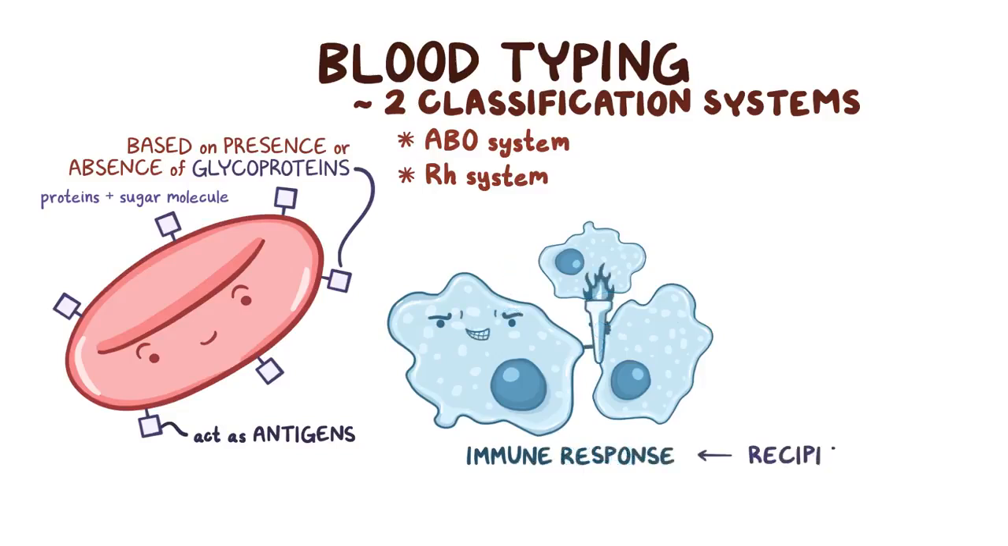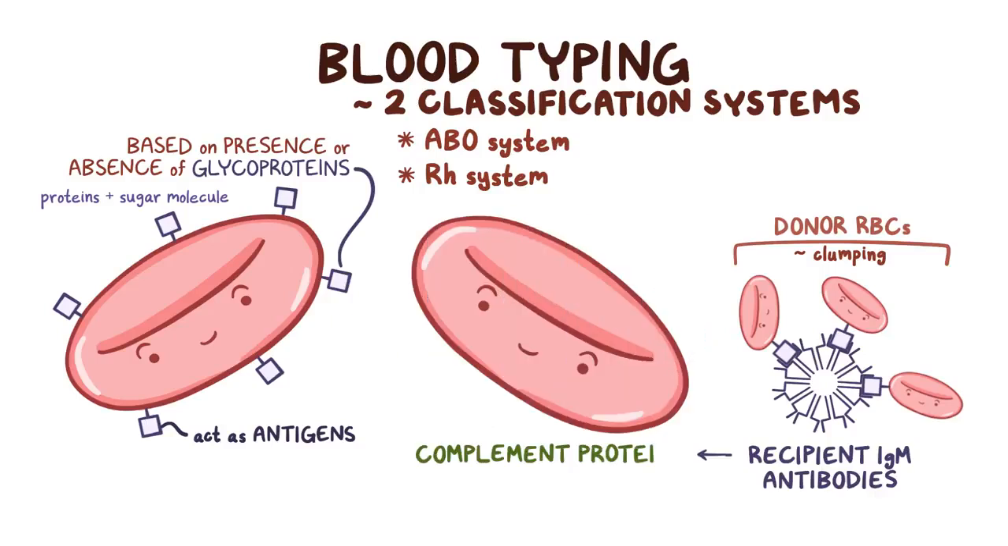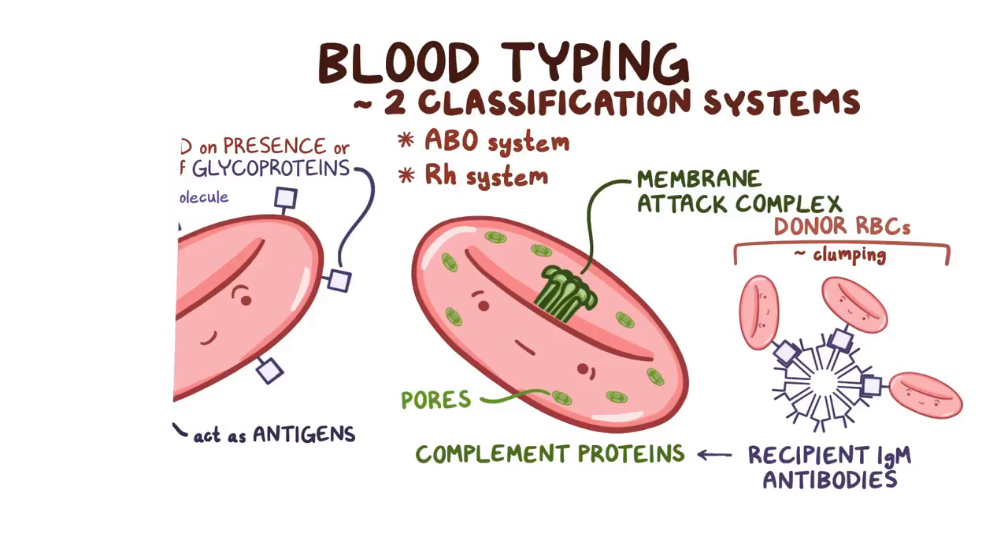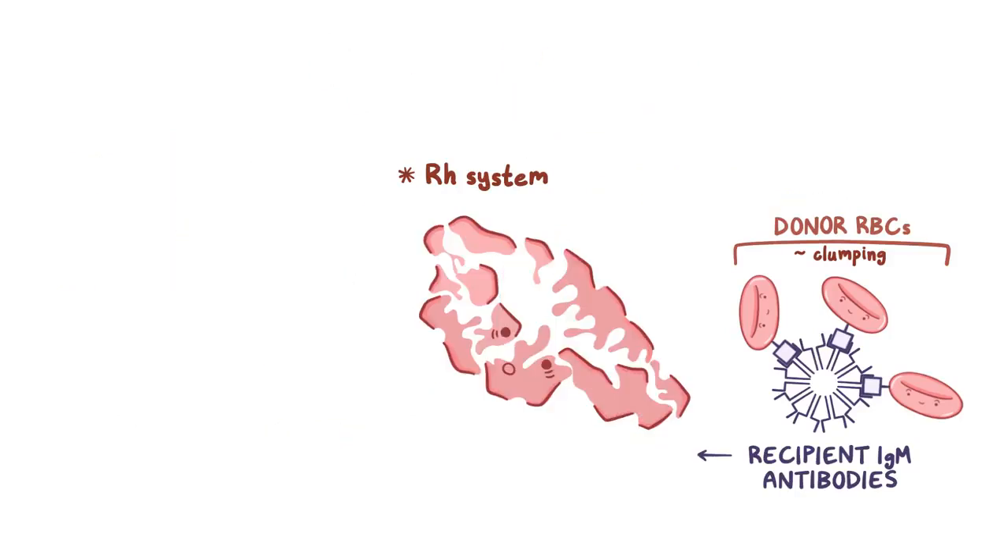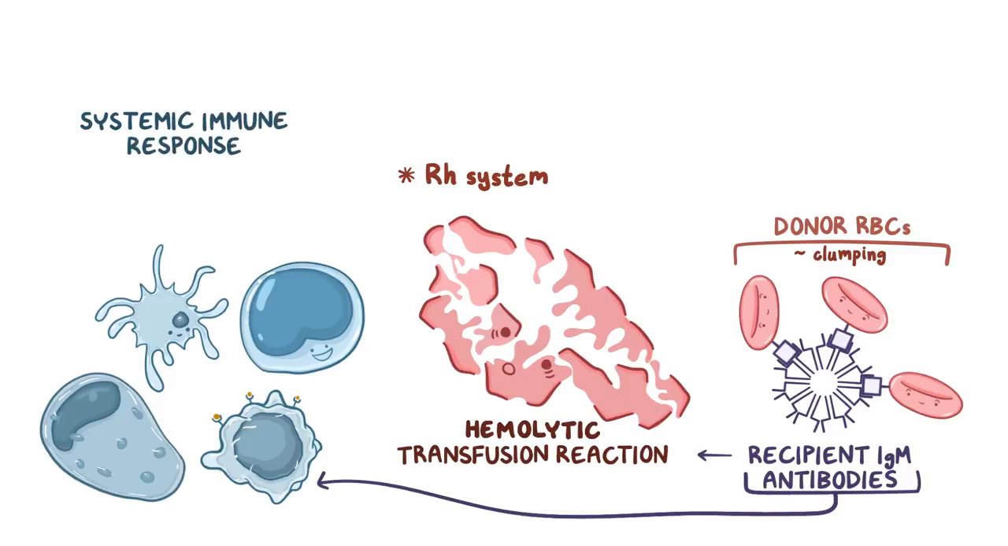This is usually caused by recipient IgM antibodies that float around in the plasma. These IgM antibodies can bind to multiple donor red blood cells, which can result in the red blood cells clumping together. In addition, the IgM can activate complement proteins, which form a membrane attack complex on the surface of the donor red blood cell, causing pores to form and allowing the red blood cell to lyse. This is called hemolytic transfusion reaction. The IgM also activates other immune cells to cause a systemic immune response, resulting in fever, hypotension, and rash.